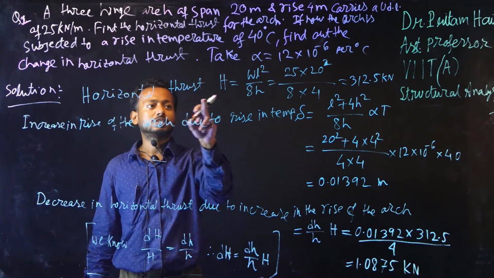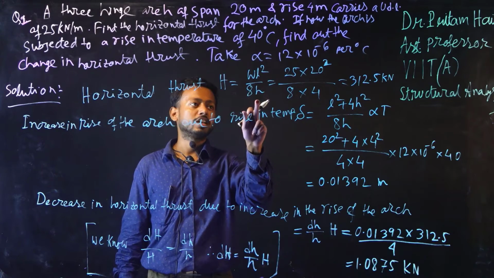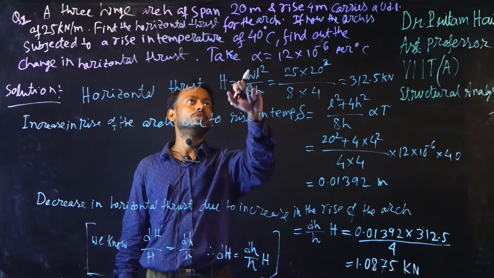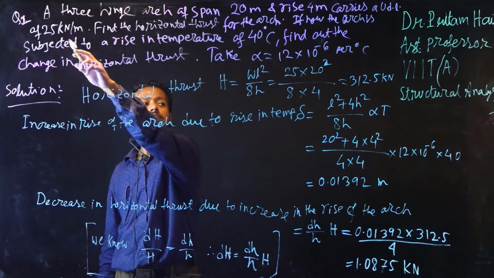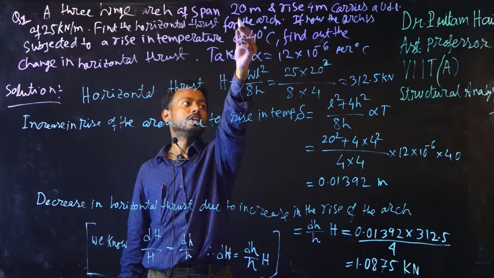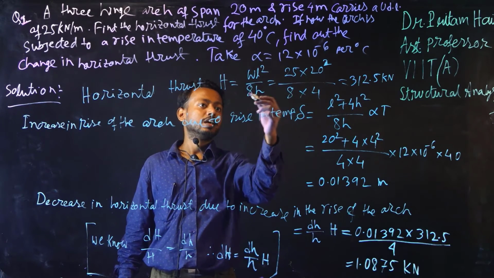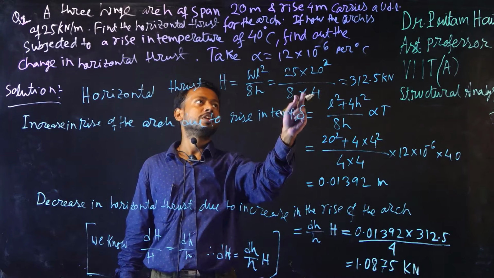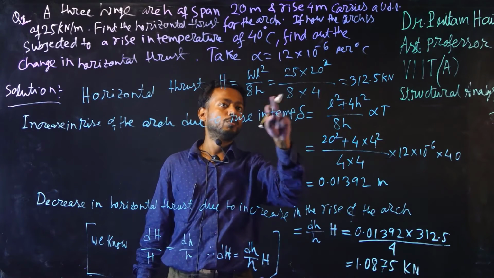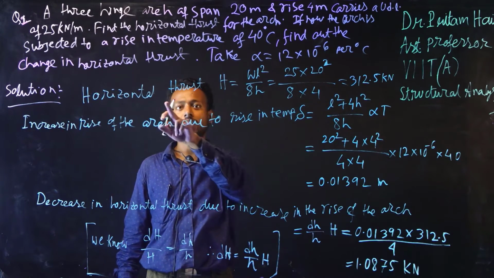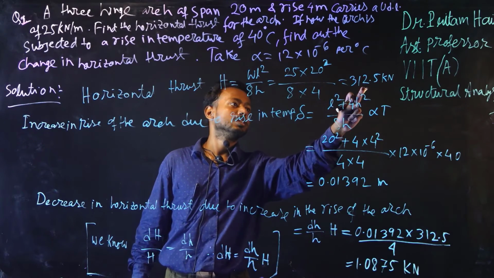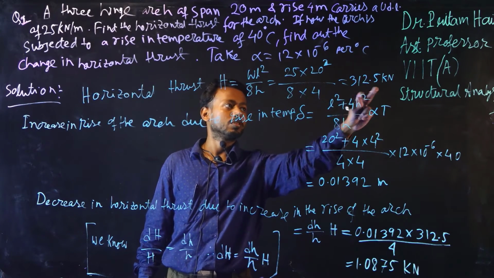The horizontal thrust we know H equals W L square by 8H. So we will put the value. W is given here 25. So we will put 25. L is 20. So 20 square and 8 into H. H is given here 4 meter. So we will put and we have found out horizontal thrust H equals 312.5 kilonewton.